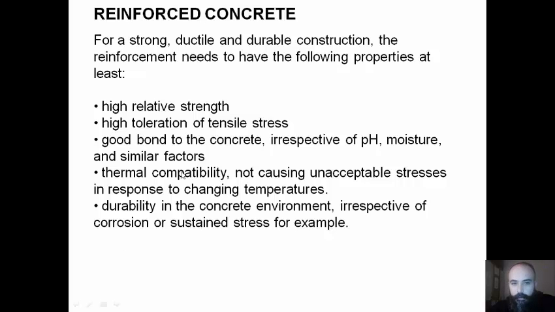least: high relative strength, higher toleration of tensile stress, good bond with concrete irrespective of pH, moisture and similar factors, thermal compatibility, not causing unacceptable stresses in response to changing temperatures, durability in concrete environment irrespective of corrosion or sustained stress, for example.